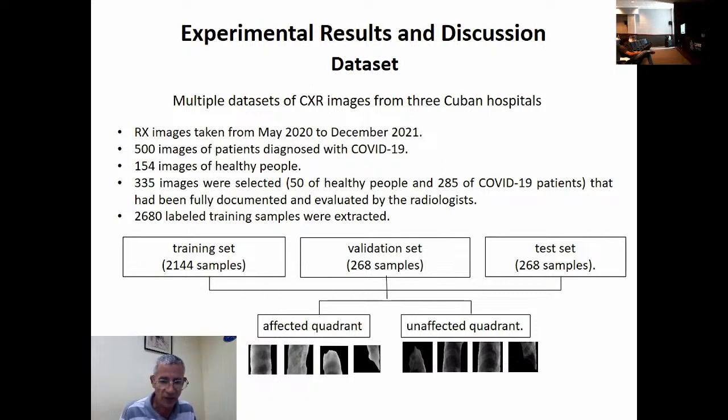Training set with 2,144 samples, validation set with 268 samples, and the test set also with 268 samples. The dataset was labeled according to the two classes corresponding to the affected quadrant and unaffected quadrant.